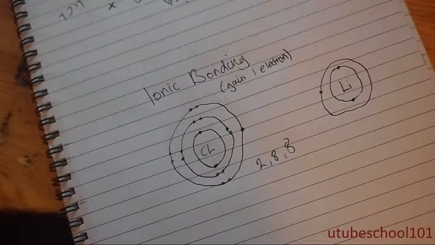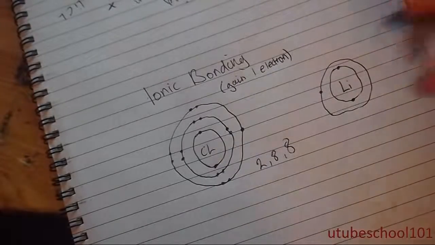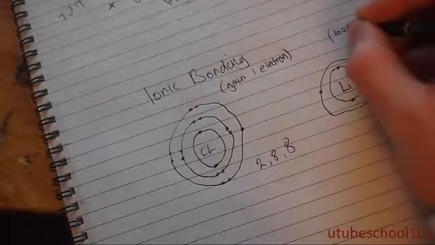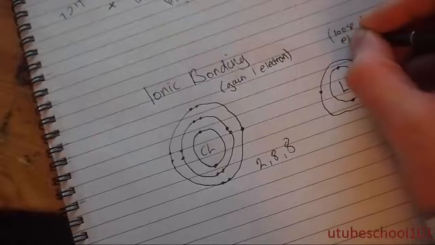And unlike chlorine, the easiest method of getting there is by losing one electron instead of gaining 1, because in order for it to get a full shell by gaining electrons, it would have to gain 7 electrons. And obviously it's a lot easier to lose 1 electron than gaining 7. So here we have lithium, and it is trying to lose one electron.